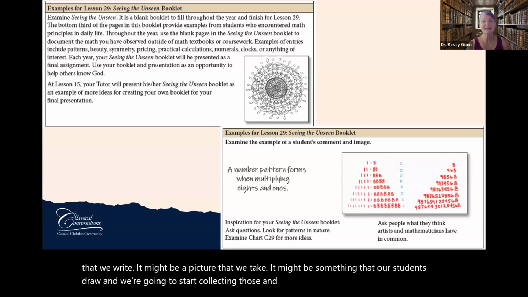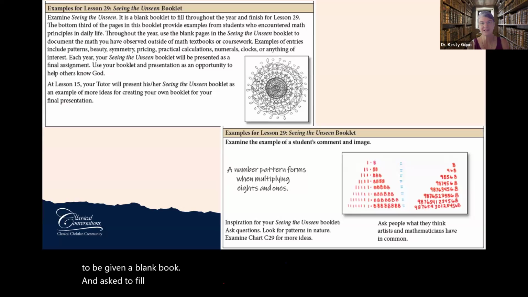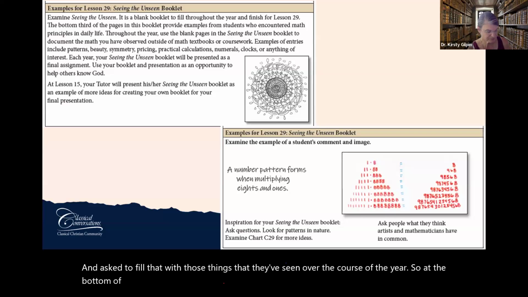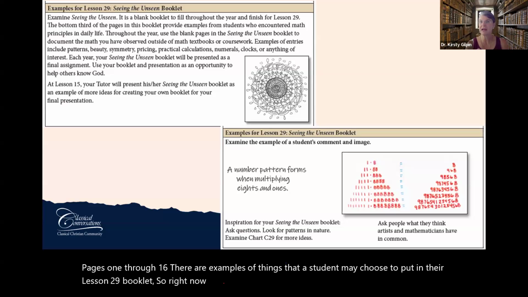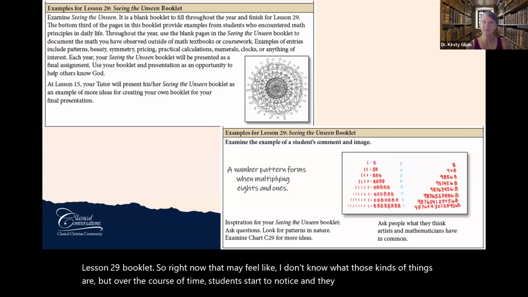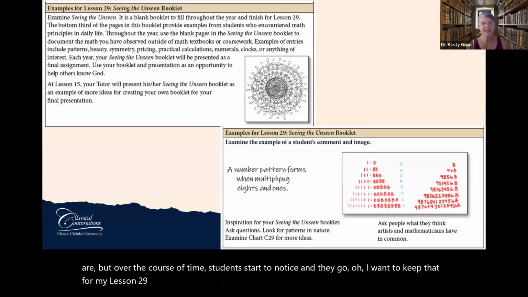And then in lesson 29, the students are going to be given a blank book and asked to fill that with those things that they've seen over the course of the year. So at the bottom of these pages, pages 1 through 16, there are examples of things that a student may choose to put in their lesson 29 booklet. Right now that may feel like I don't know what those kinds of things are, but over time, students start to notice and they go, oh, I want to keep that for my lesson 29 booklet. And these examples are just here to get that process started.